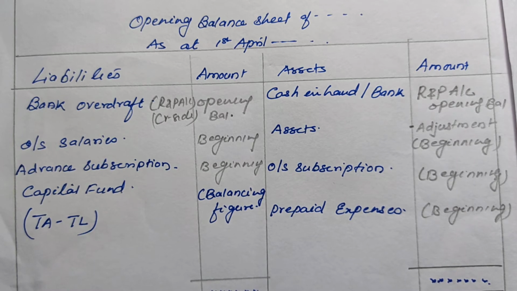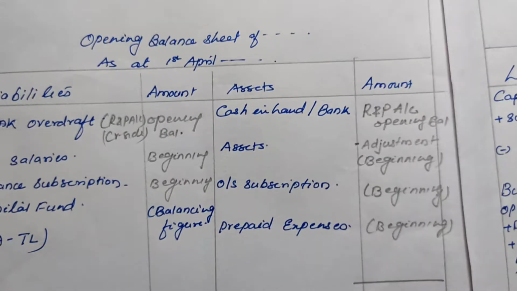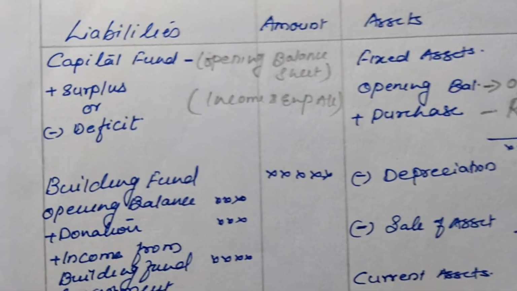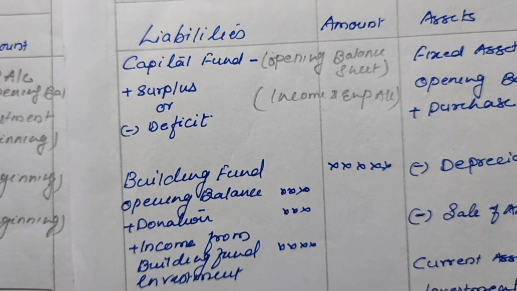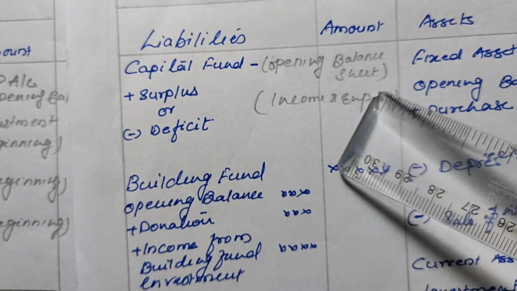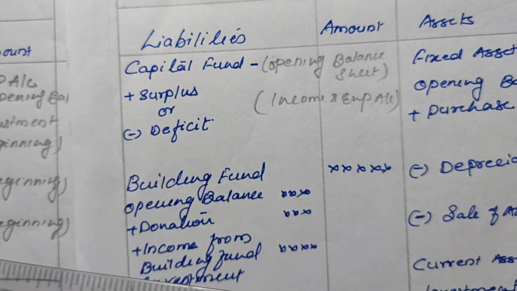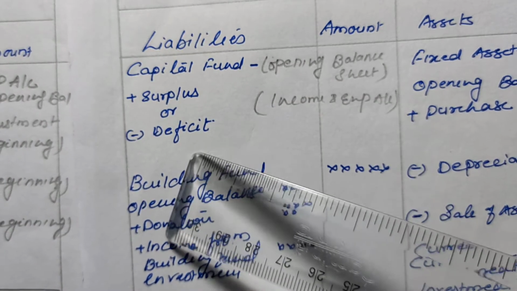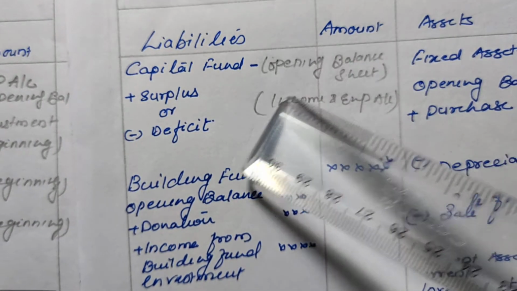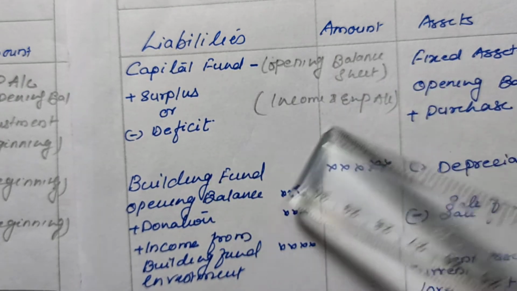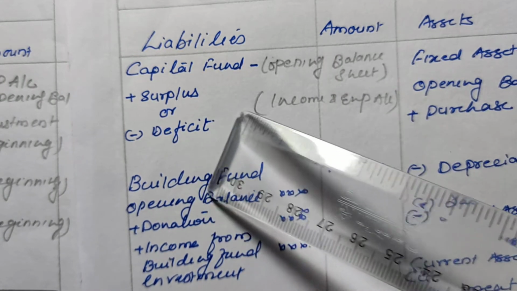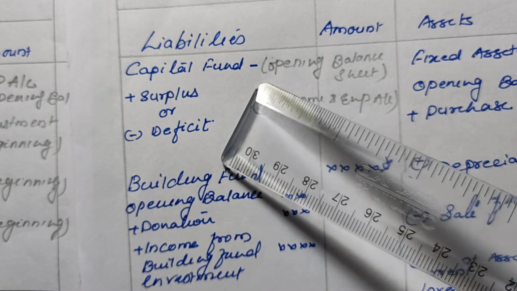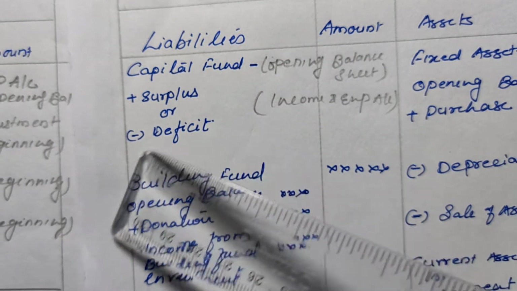In the closing balance sheet, the first and foremost thing we have to write, we'll start from the liabilities side. We'll write the capital fund which we found in the opening balance sheet, plus surplus or less deficit. This is the result of the income and expenditure account. So first on the liabilities side, we will write the capital fund, then we'll add the surplus or deduct the deficit.